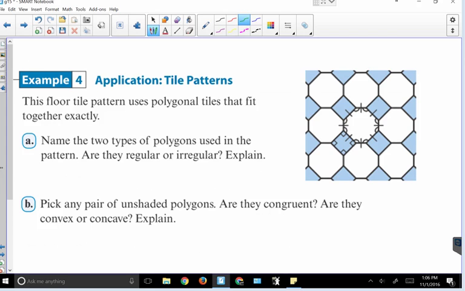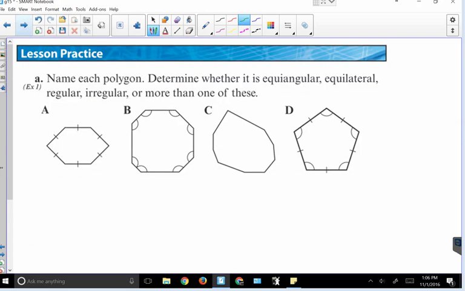No. Are they all convex or concave? Okay. Are all the squares? Are they all concave? So, I'm going to give you a minute and I want you to do this quietly.